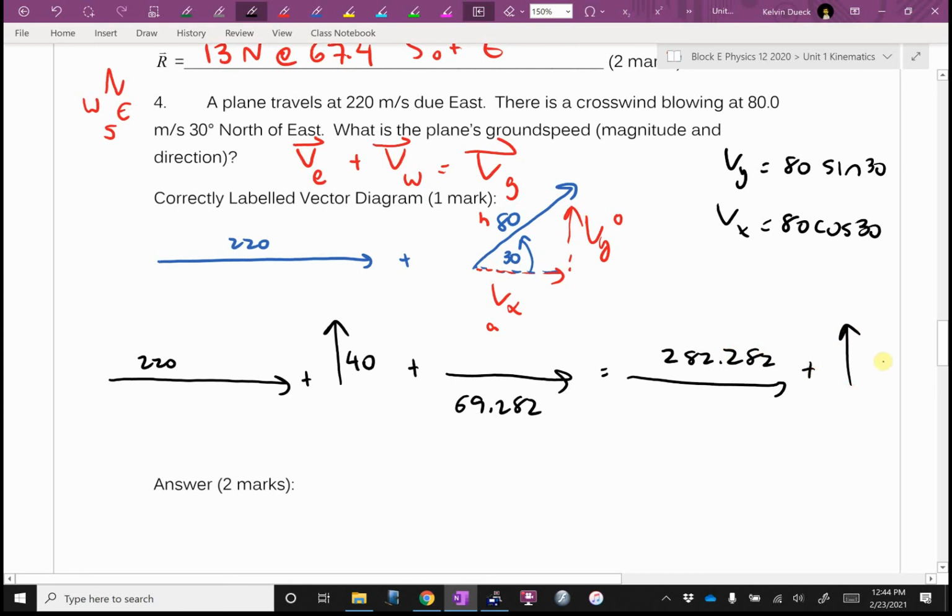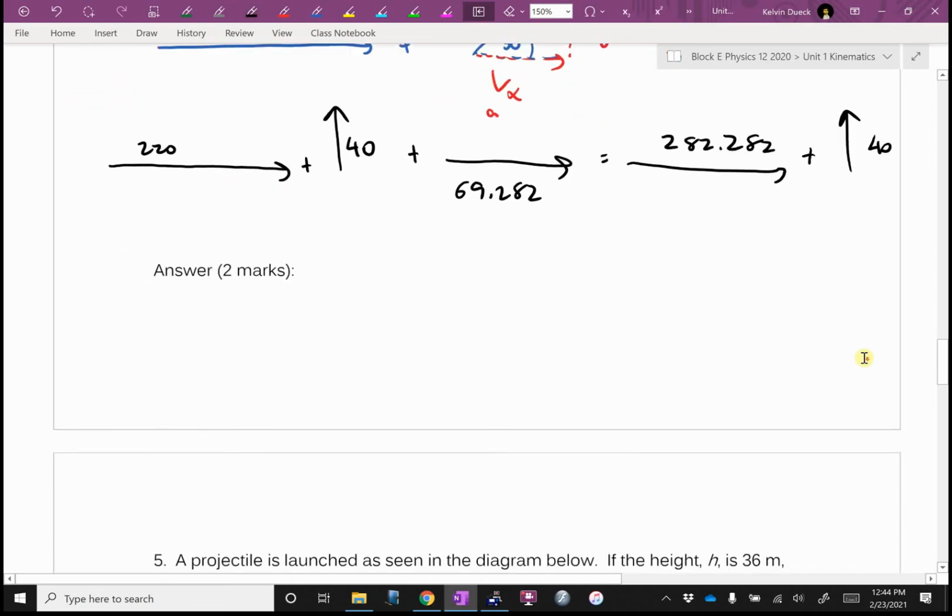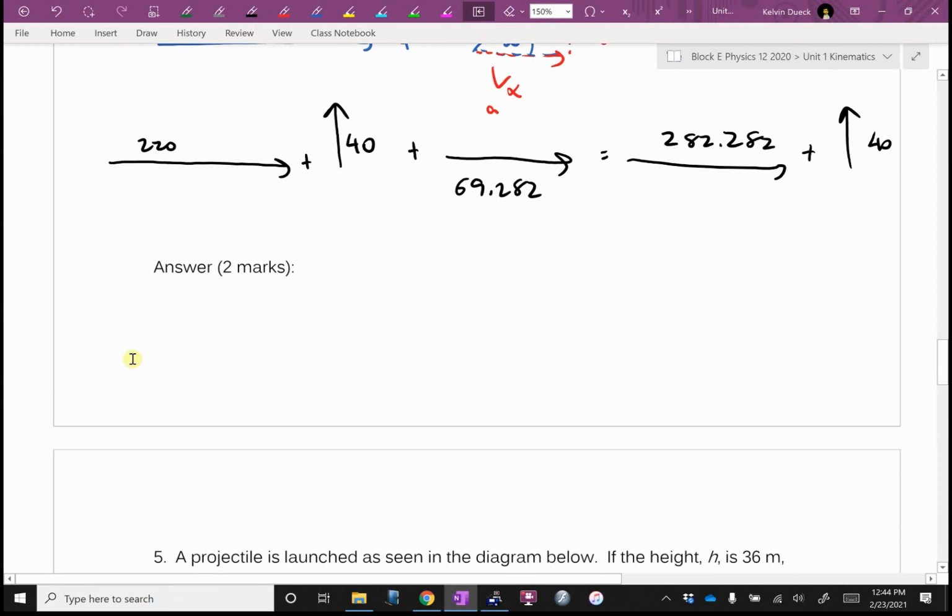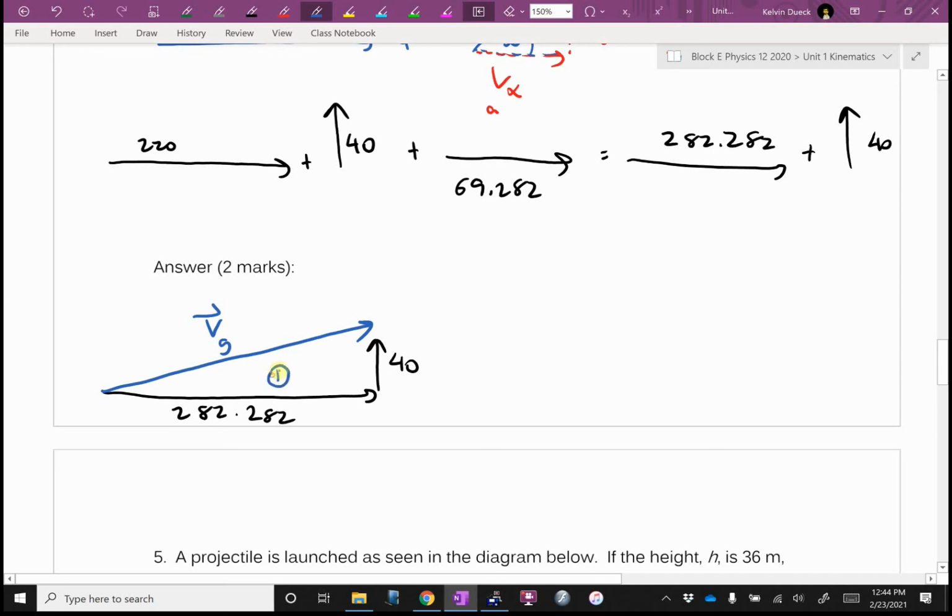.282 plus 40. Okay, I didn't leave very much room. I need to reformat this quiz because here's what you're going to get. I think I can fit it in down here. Long baseline of 282.282 plus a short 40. Here is V ground. So if I saw this vector triangle somewhere, I would give you 1 mark.